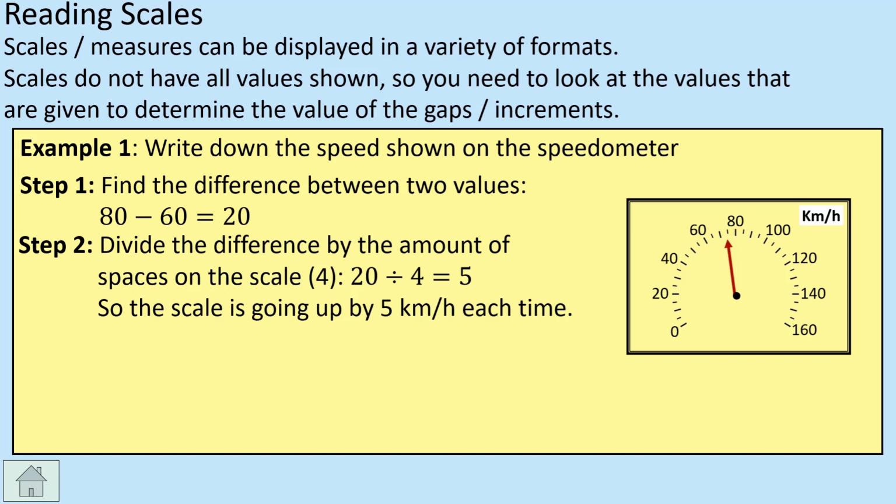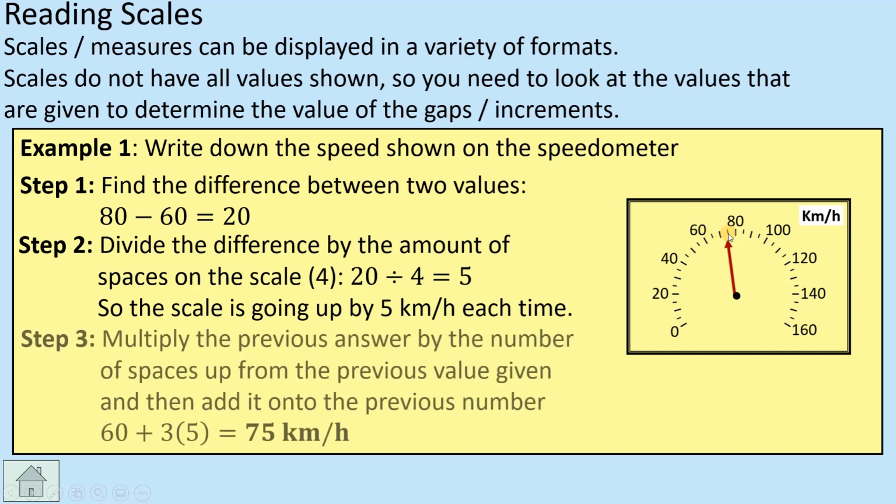Okay, so if I do 20 divided by those 4, then each one of these little increments, which I've just kind of showed here, is going to be 5 kilometers an hour each time. Okay, so when I try to read this one, we've obviously got the 60, which is here, and now I'm going to go 65, 70, 75 kilometers an hour.